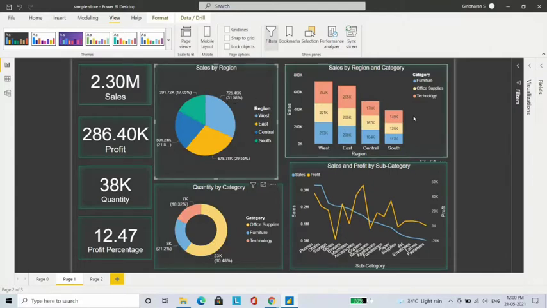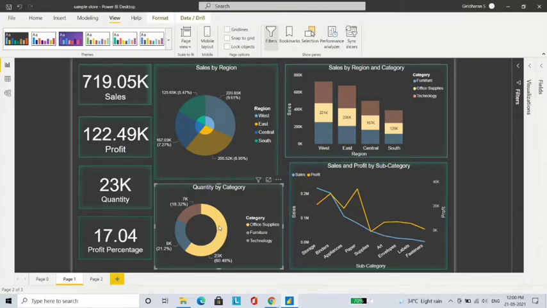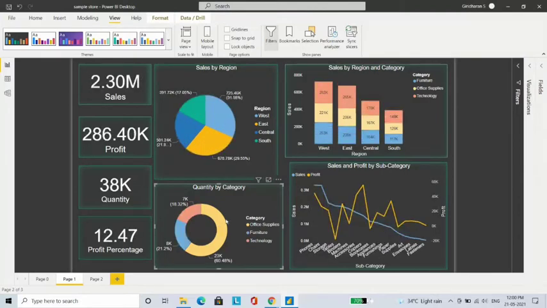When we further focus on the sales in each region, the technology category was going well in all regions, whereas office supplies and furniture are less. But in quantity, office supplies and furniture were on top. Therefore, we have to focus on the quantity of technology and the sales of furniture and office supplies for good results.